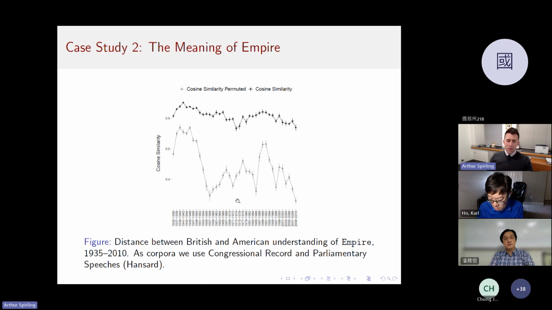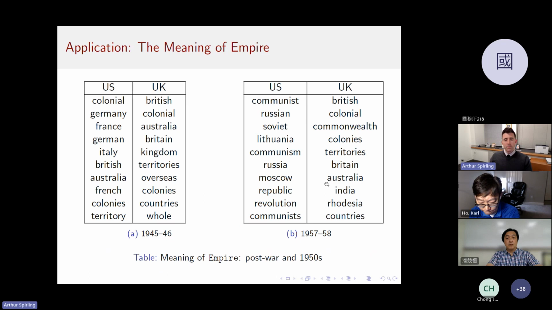What about that empire example? Well, it turns out that if you look at the cosine between Brits and American legislators just after the Second World War in terms of their use of empire, it drops suddenly. So it's pretty high up here, and then something happens which makes the difference between their embeddings of empire somewhat more different than they've been before. So it drops down and the mean is a bit lower afterwards.